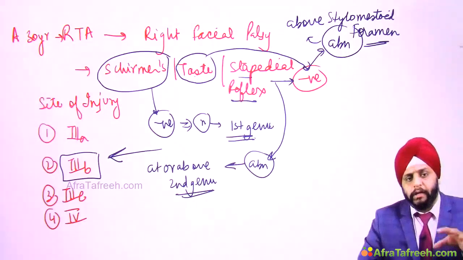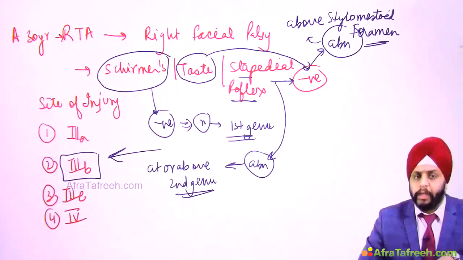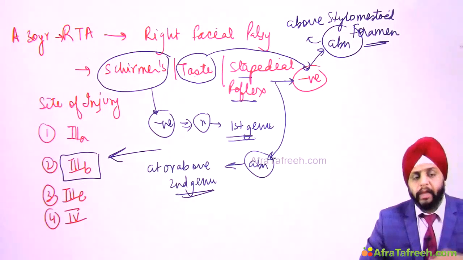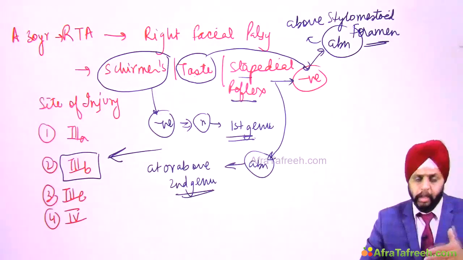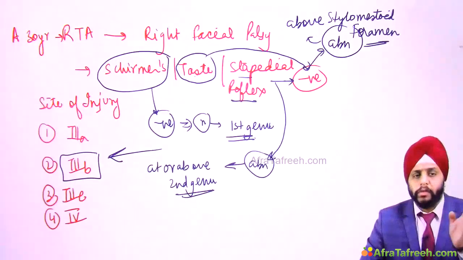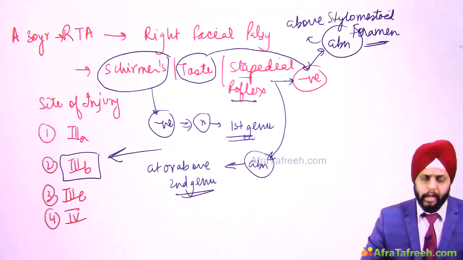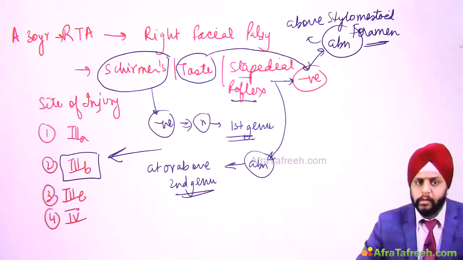Don't get confused. Taste test is negative, so it has to be segment 3C? Many students make this mistake. It is above the stylomastoid foramen. It can be 3C. It can be 3B. We have to look at the remaining tests to come to the answer. Okay, so this is how we solve these questions.